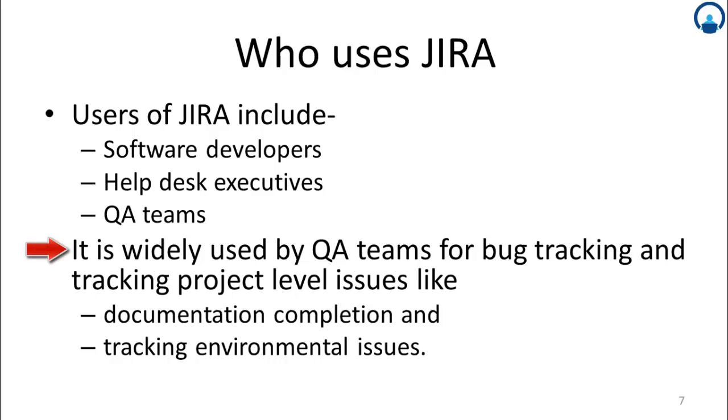It is widely used by QA teams for bug tracking and tracking project level issues like documentation completion and tracking environmental issues. So basically JIRA is used mainly for testing teams who are working on a software development project like a testing project, and then JIRA is used for tracking the defects. Also it can be used for tracking issues like documentation completion and environmental issues like whether the server is down, database is running or not, network problems.